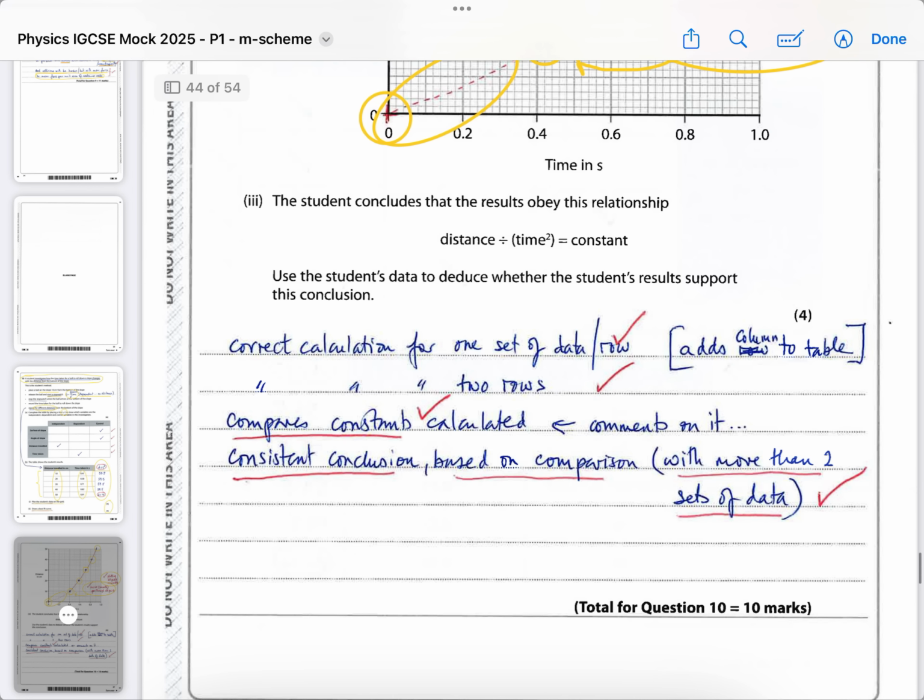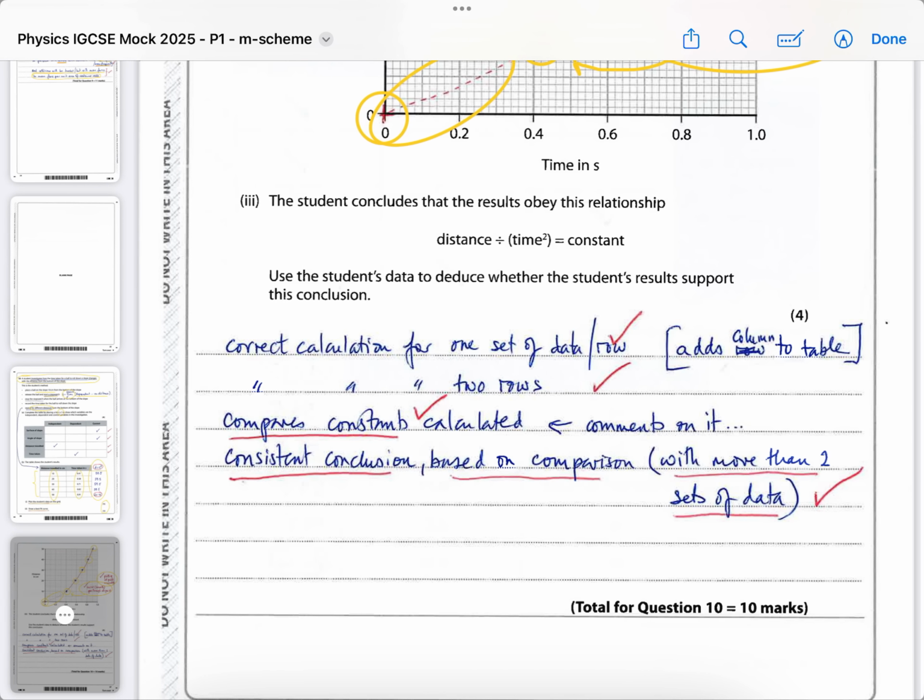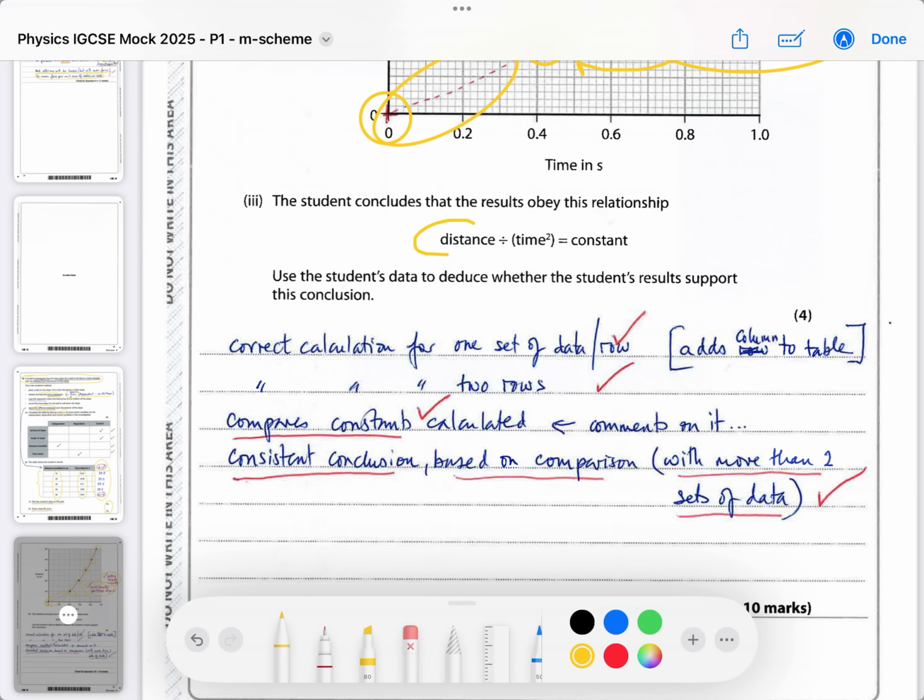Then it's the bit where I told you about the analysis. The student concludes that the results obey this relationship. Distance divided by time squared is a constant. Well, you saw on my graph, I'd calculated them all, and you can go back and have a look. And if you've done 1 correct calculation, you should get 1 mark. And you should show your calculation. And then if you've done it for 2 masses, you should get 2 marks. Obviously, if you do it for all of them, you should get more marks.